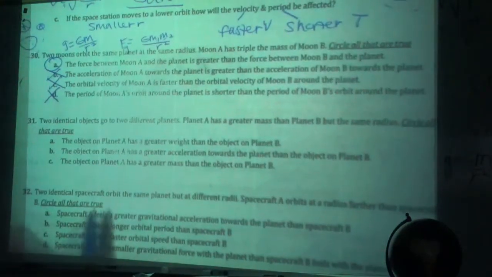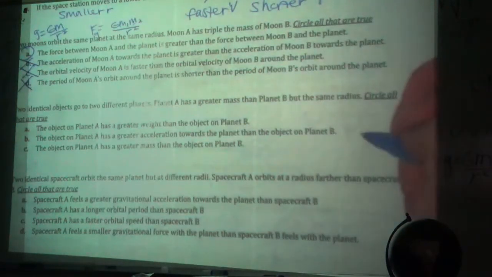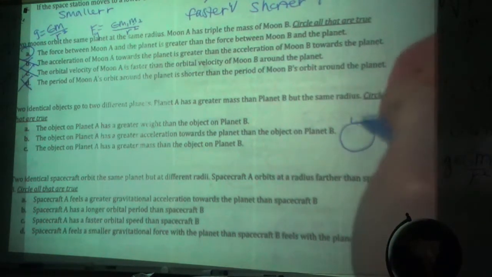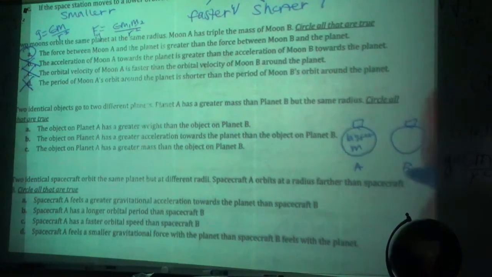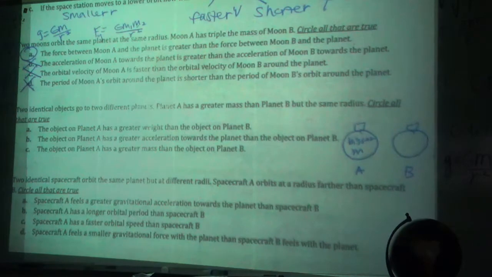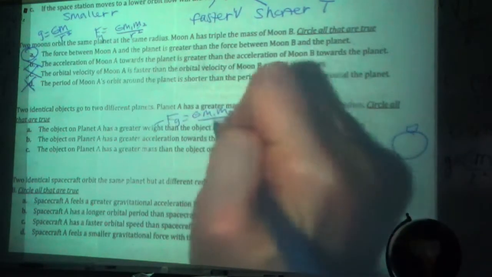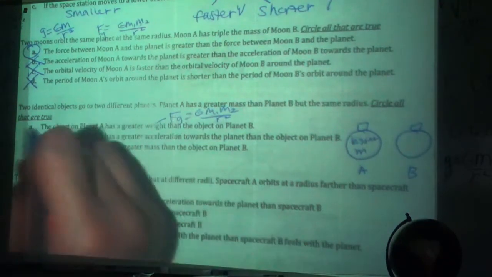Two identical objects go to different planets. A has a greater mass than B, but the same radius. So I have same radius, two objects, but this one is a bigger mass. This is a greater mass, yeah, B. A has a greater weight, so weight is the FG equation, so M1 M2 over R squared. So greater planet mass would make a greater force, so that is true.